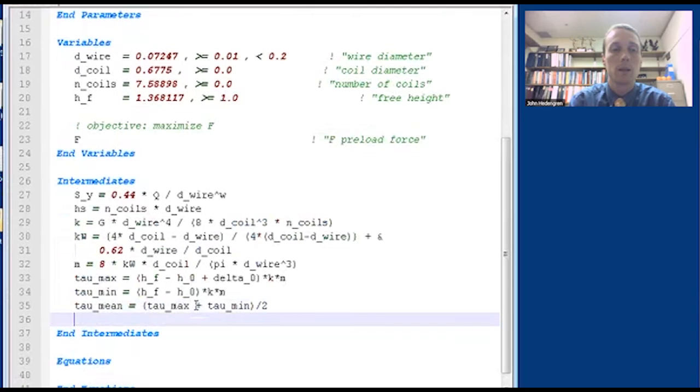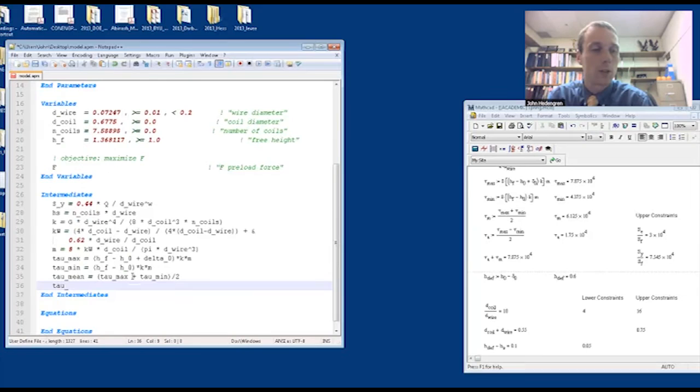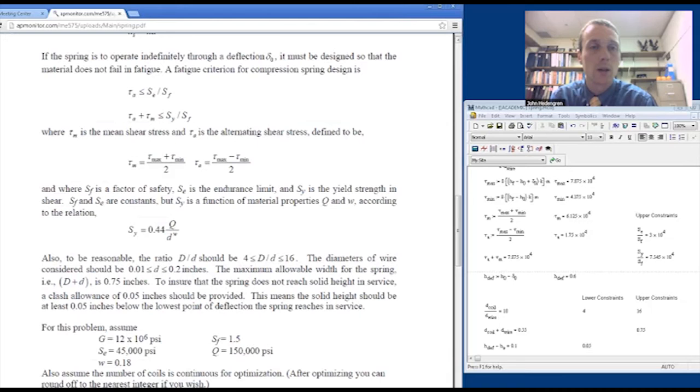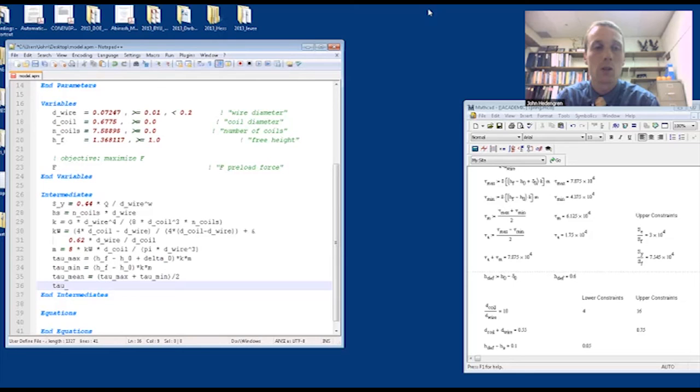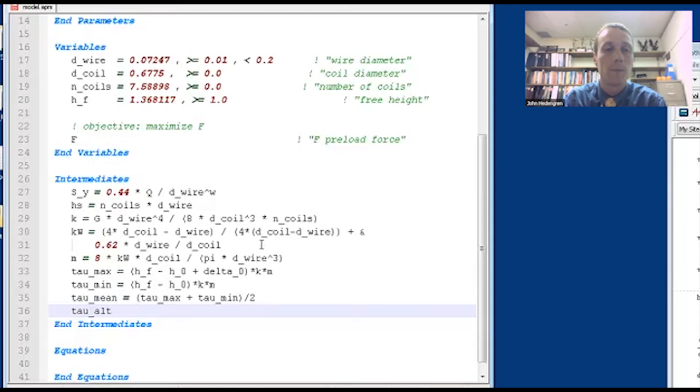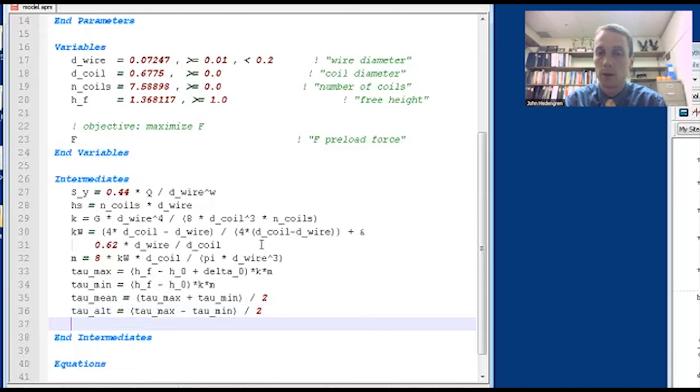Now the A is not the mean, but the amplitude. What do they refer to that in the problem as? It's the alternating stress. So that's this one right here, the alternating shear stress, and that's going to factor into one of the constraints below. So I'm going to do alternating equals tau max minus tau min, divided by 2. All right, let me do one other one. I think I might need an H deflection. It's going to be H naught minus delta naught.